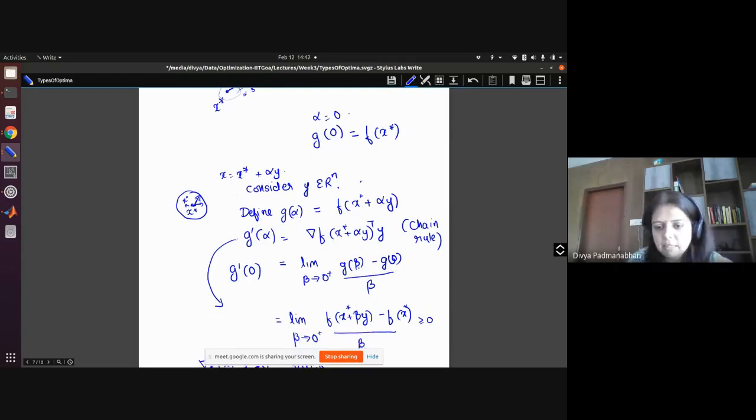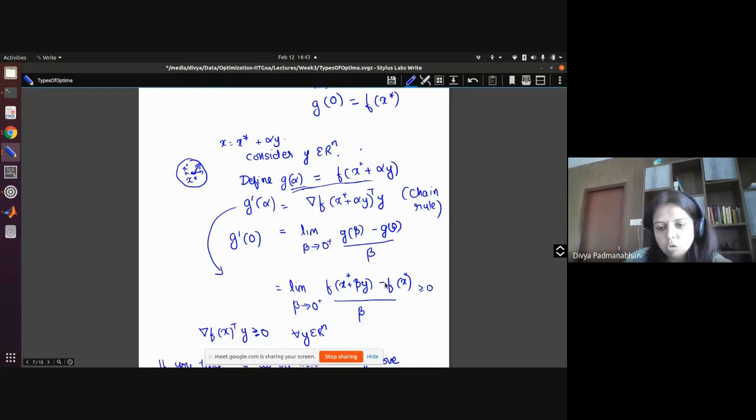If I'm just expanding this, g of beta is going to be f of x star plus beta y, just applying this, and g of 0 is just f of x star. Now you know that for a small region around x star, this quantity is greater than 0. Why? Because x star is a local minimum, so around the vicinity, this quantity is greater than 0.